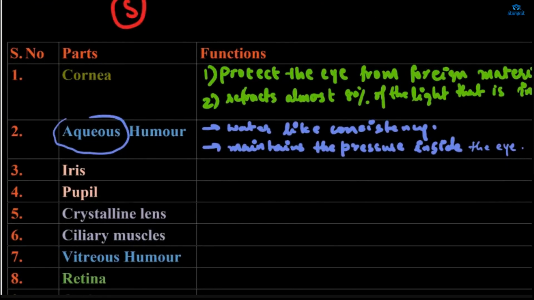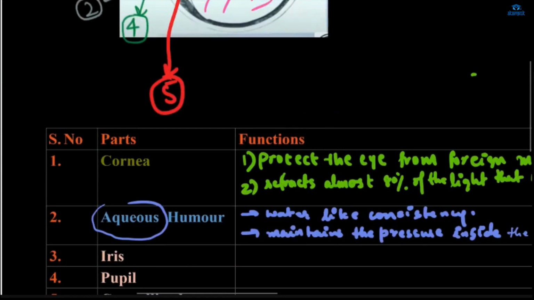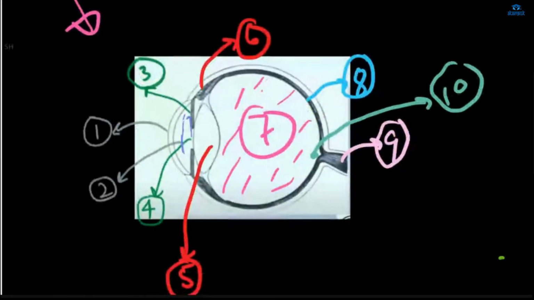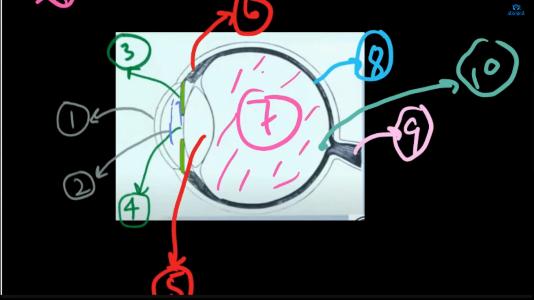Iris and pupil. What is the third and what is the fourth? This is the third, like a door. This door and this door are the third. And this opening that you are seeing here is the fourth. That is called the pupil.